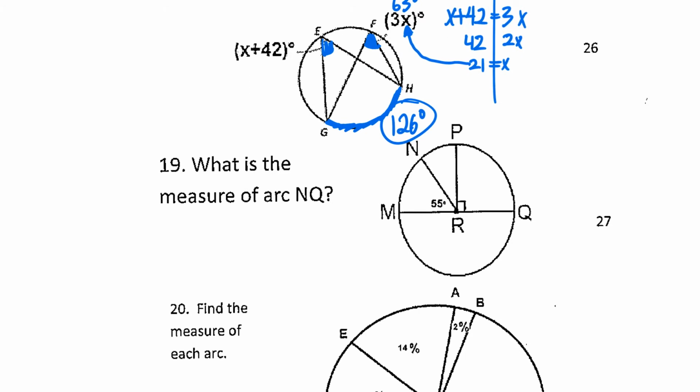Okay, number 19 says, what's the measurement of arc NQ? So, I mean, we could do that two different ways. Let's find the measurement of this little angle right here real quick. How would I find the measurement of that angle? 180 minus 90 minus 55. So what does that give us? 35. Gives us 35. This is 90. So now to find arc NQ, I'm just going to add those two pieces together. So 35 plus 90, and that tells me that's 125 degrees.